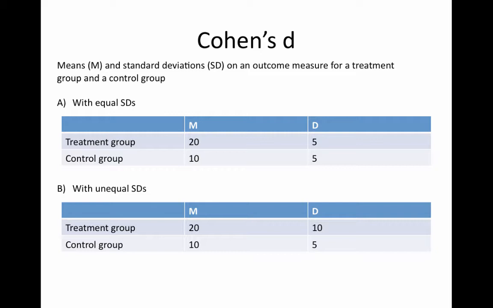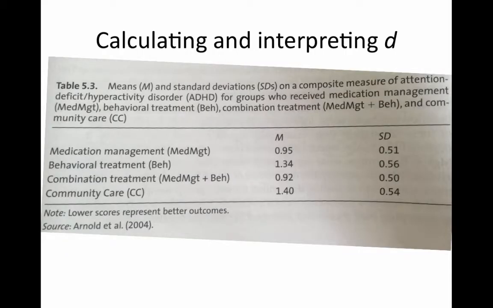In this figure, there's a much larger effect size with the unequal standard deviations. In this figure, you can calculate the d for the following means and standard deviations, and you will see that there's no statistically significant difference between the means because the effect size is not great enough.